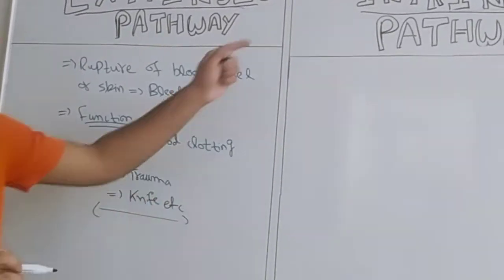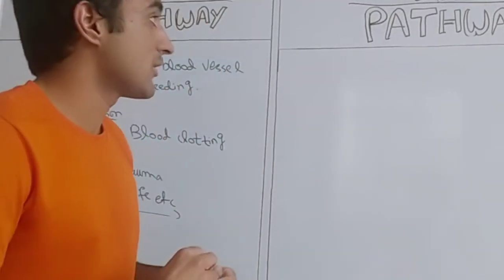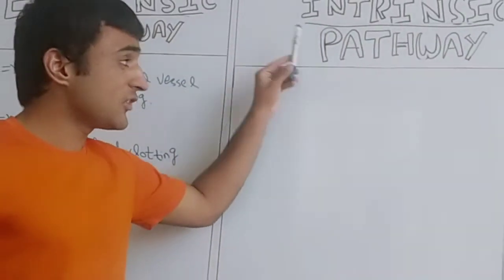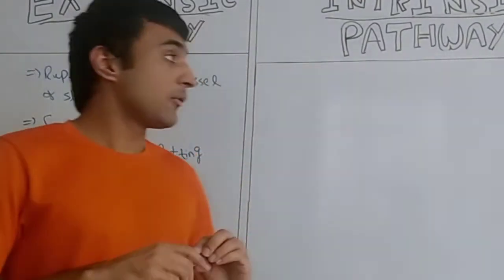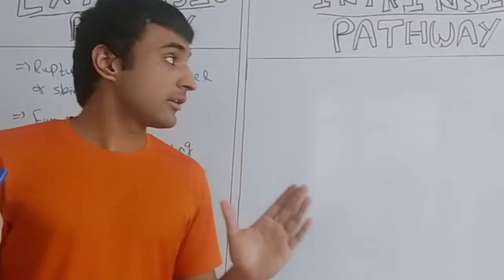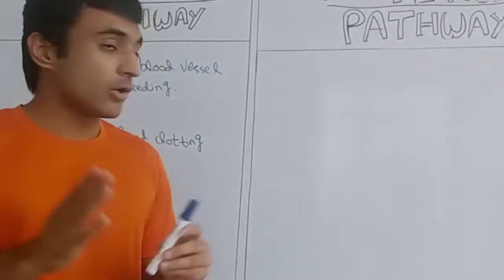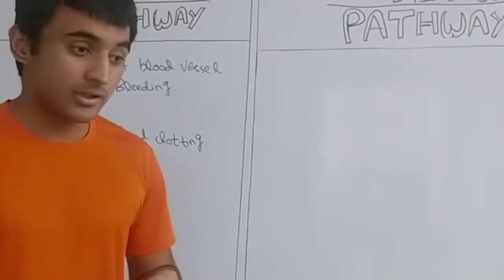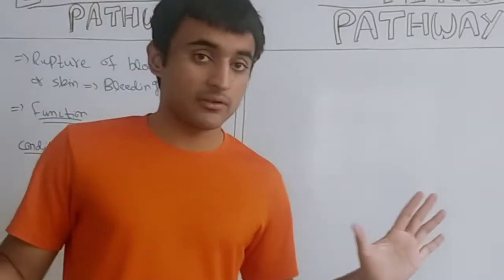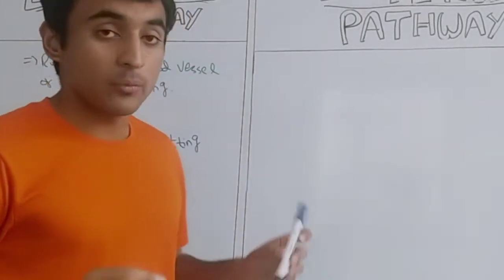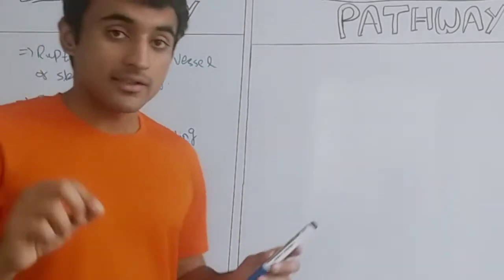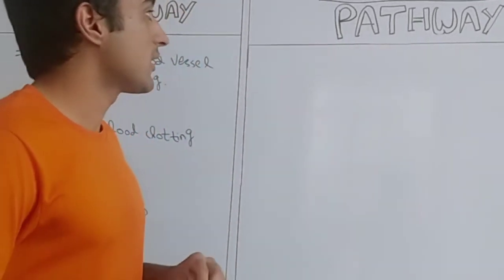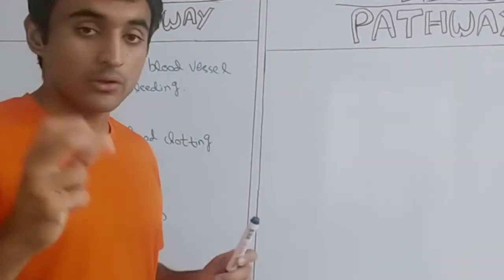Now talking about the intrinsic pathway. As the name suggests, this pathway is activated whenever there is an internal factor involved. There is no external factor involved in causing the blood clotting, because no rupture of the blood vessel is involved. The whole mechanism is inside the blood, and the mechanism is initiated inside the blood. We will talk about two conditions.